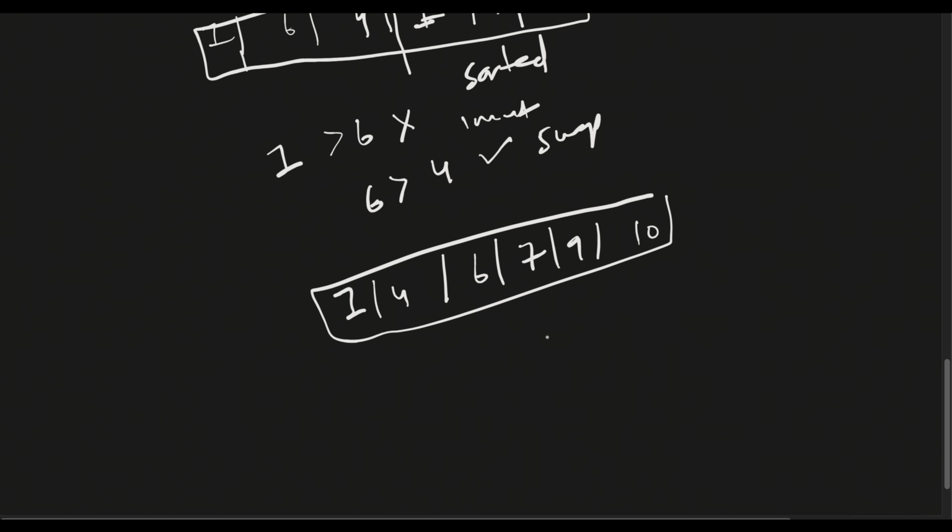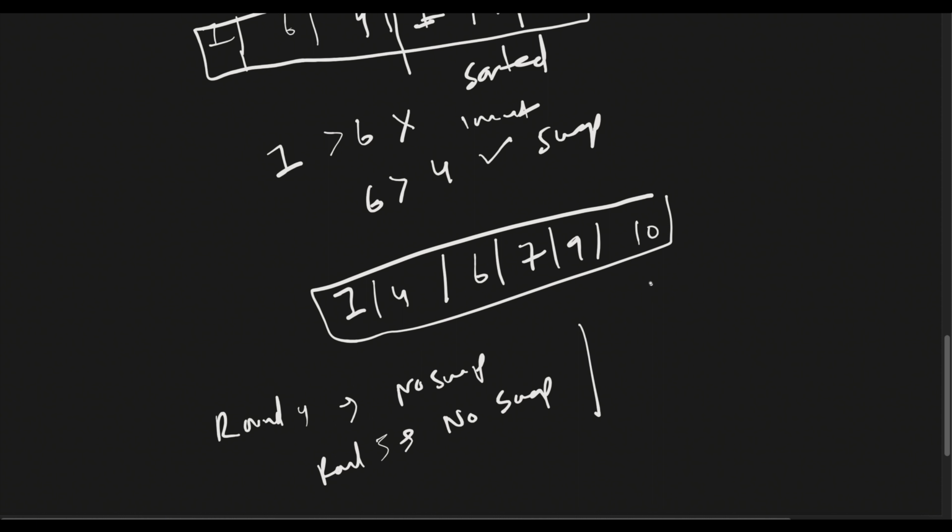Now in my round 4, I again check if any element is smaller. No, then no swap. Then in round 5, I will again check, if my elements are smaller, then no swapping. So what we are doing here, we are doing the rounds, we are doing the comparisons. Okay, and for this we are going to run 2 loops.